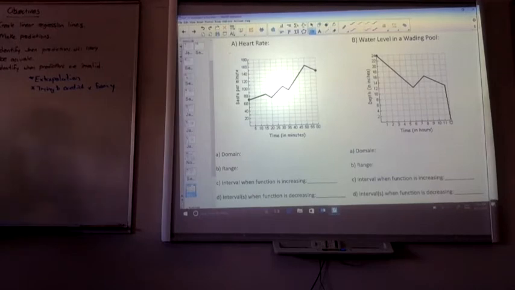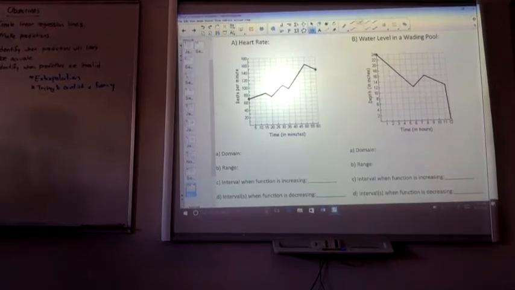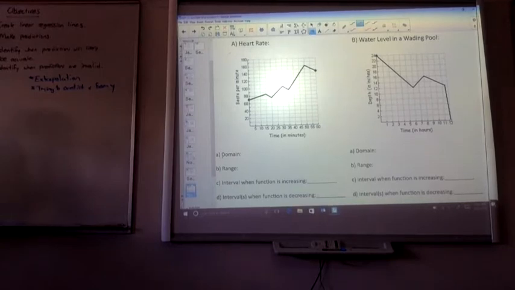All right. In the context of this problem, the domain are the x values. So what's the domain with this problem? Time. The range are the y values. So what's the range with this?